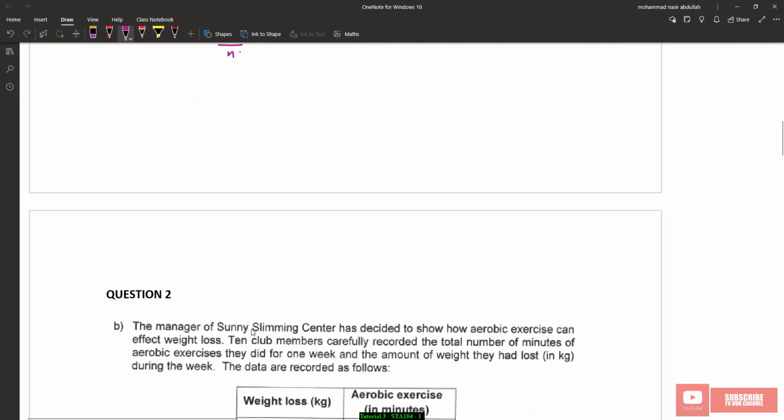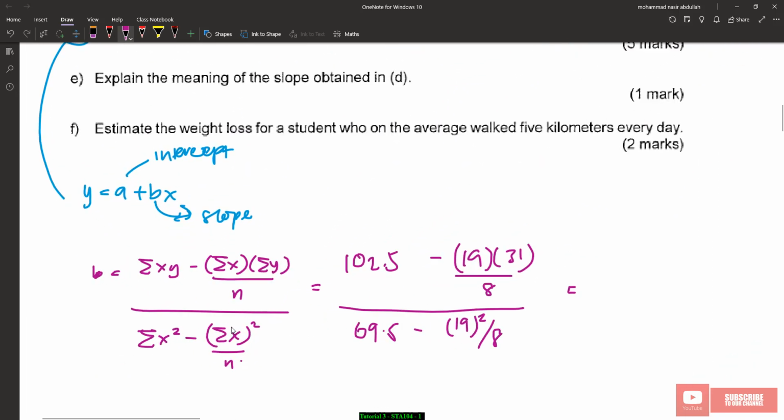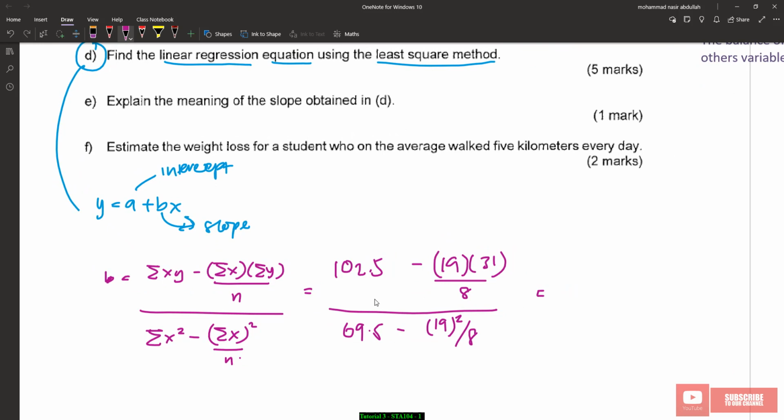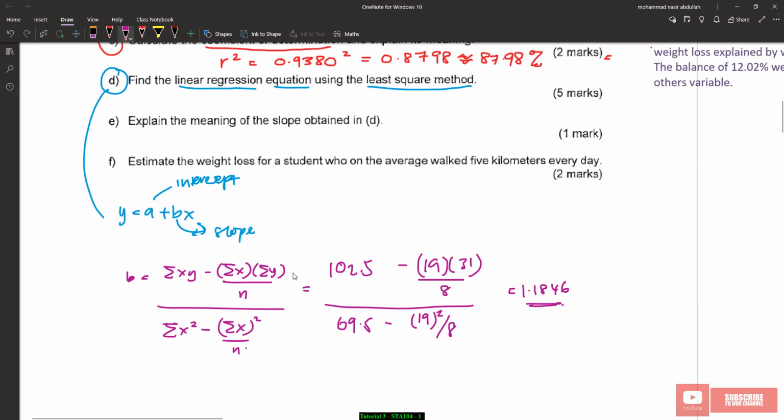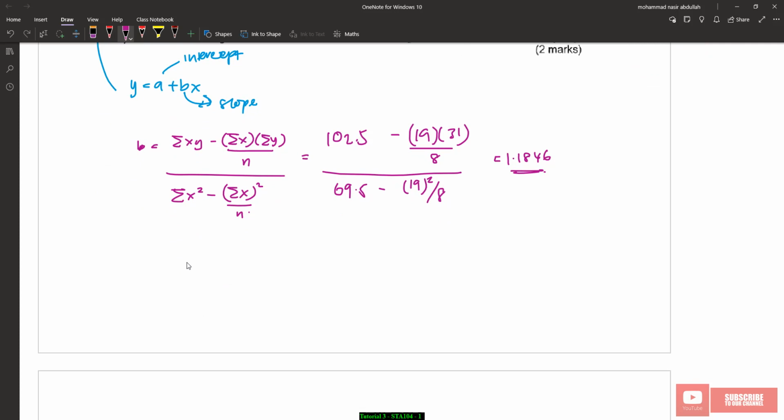So since you already input the data into the calculator, you just press shift 1, find regression, and then you need to find the value of b. So what is the value of b? 1.1846. Yep. Right.